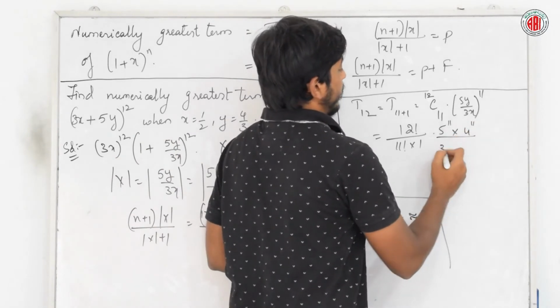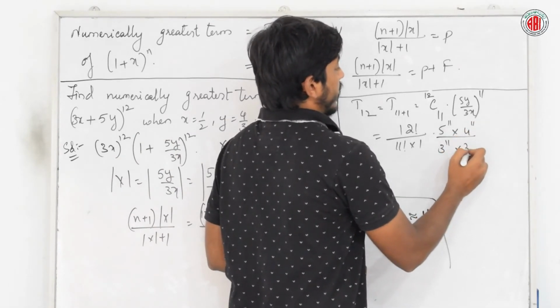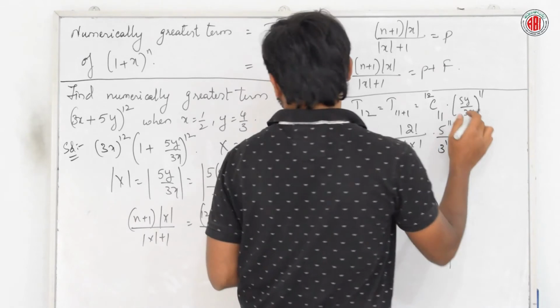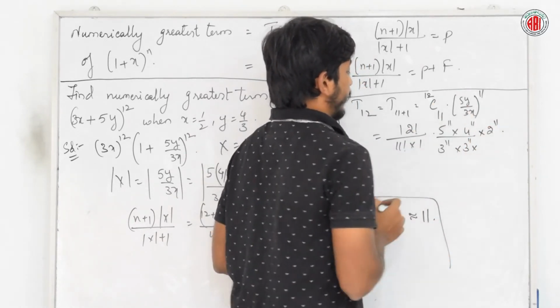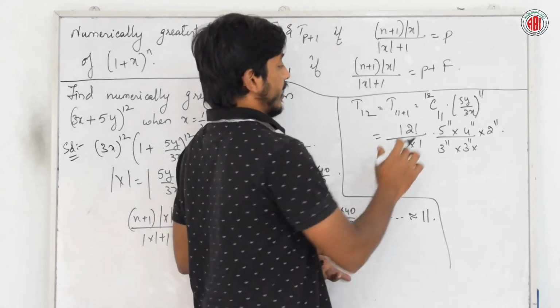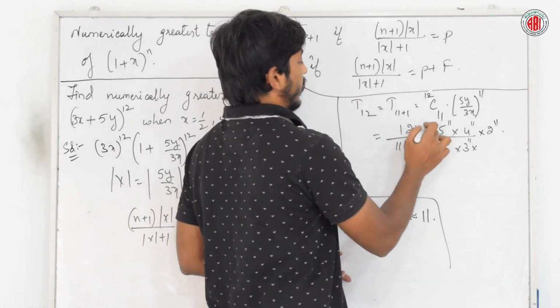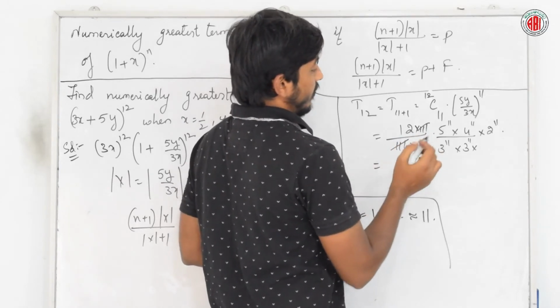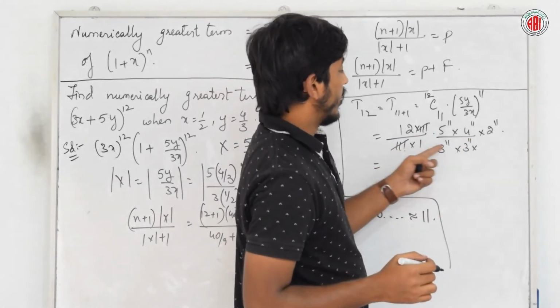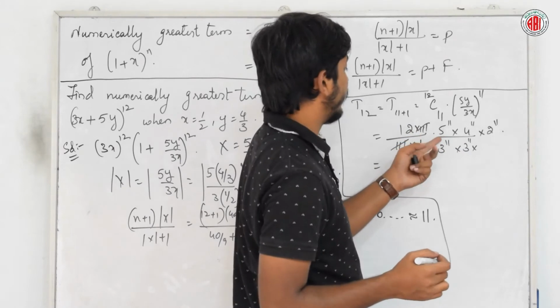4 power 11 by 3 power 11 into 3 power 11 into, what is x? X is 1 by 2 into 2 power 11. Now 12 factorial is nothing but 12 into 11 factorial. These both will get cancelled. Here if we observe, can we cancel something? Obviously no.